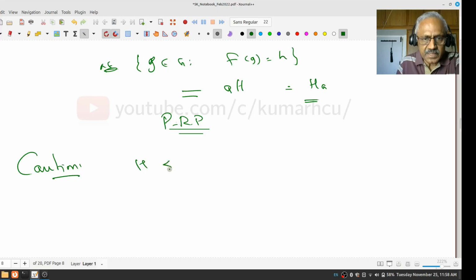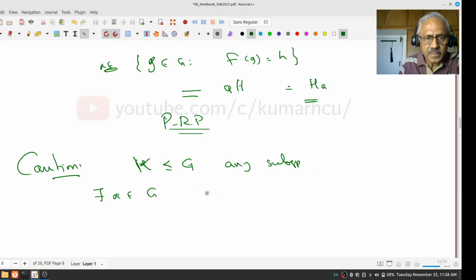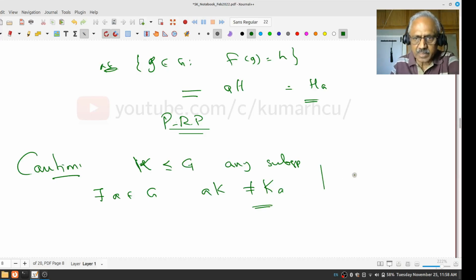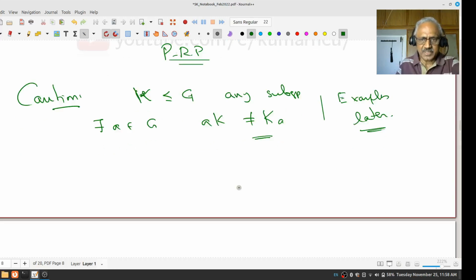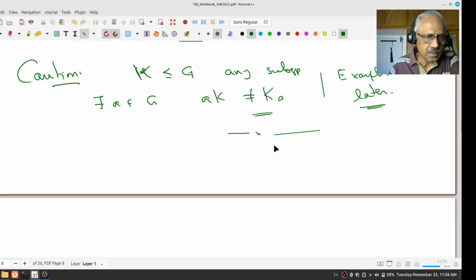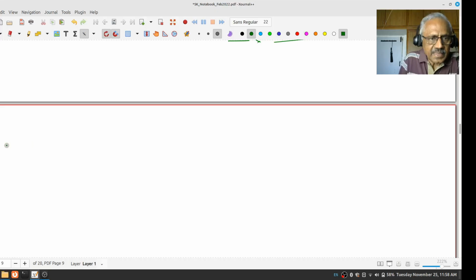If H is a general subgroup of G, or K, let me say, just any subgroup, there may exist a in G so that a times K is not equal to K times a. So this is something special about the kernel. We will look at examples later. Actually, it's easy, but I don't want to spend time now. I want to concentrate on what is important.